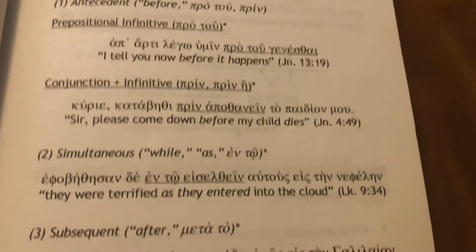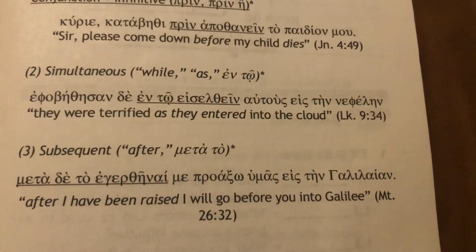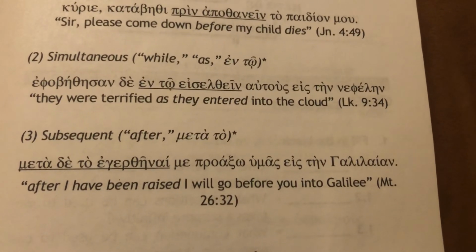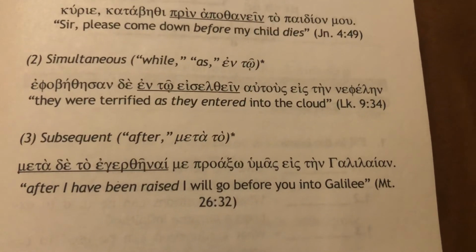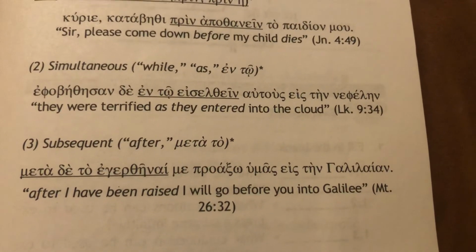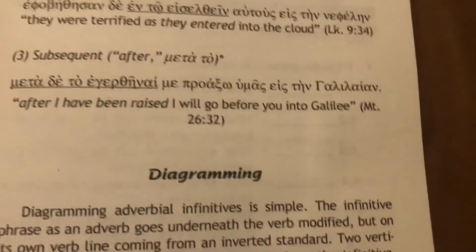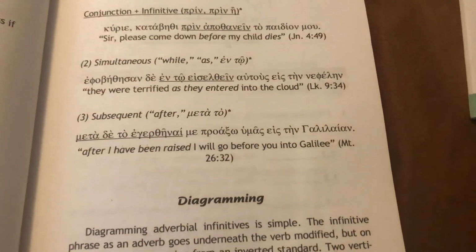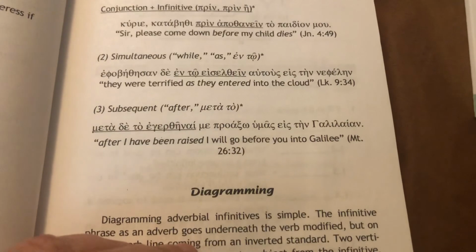Subsequent, so these are all words that you use in conjunction with time. See that? Simultaneously, subsequent, it's all like ordering things. After, meta to, after I have been raised, from egeiro, right? You see the theta, eta there, and then the nai. And so practice a little bit with that. Make a list of it and just add that to your card.